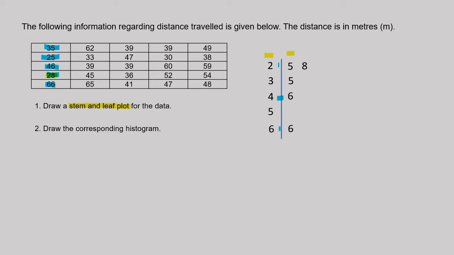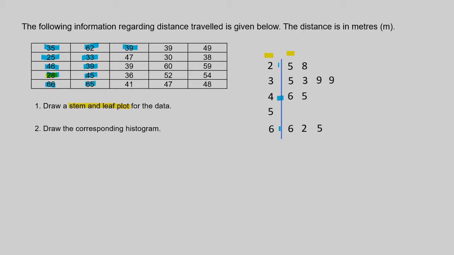If I go further, guys, you need to follow this through. 62 will go in the 60s column. 33 in the 30s column. 39 in the 30s column. 45 in the 40s column. 65 in the 60s column. Let's go further, guys, but faster.